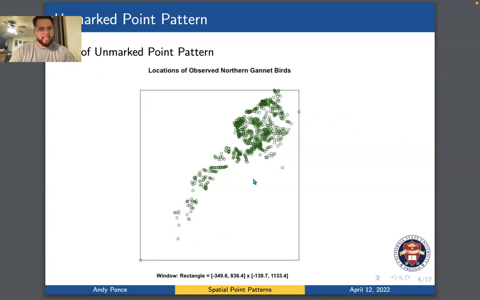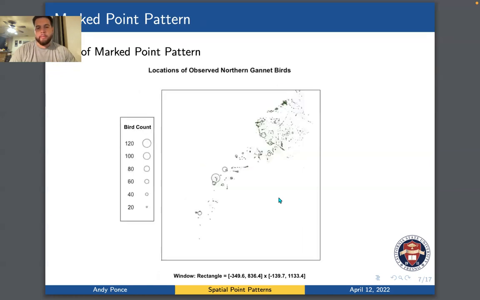And that's kind of all we have. The points themselves aren't very different. They're all about the same size. However, if we take into account the number of northern gannet birds at each location, the plot looks a little bit different. Here you're actually looking at the same plot of points, but it looks different, and that's because the circles are now different sizes, if you pay attention.